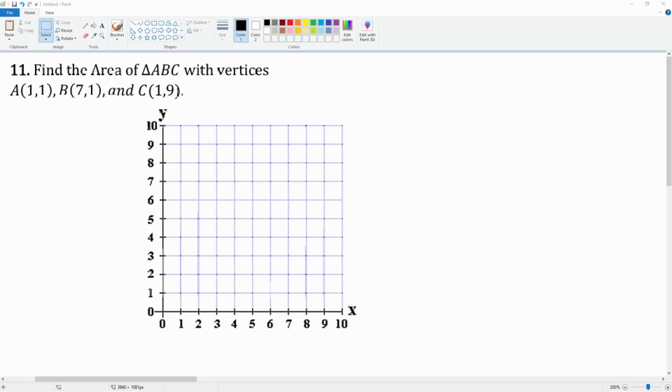Here we have question 11. You're going to find the area now. Okay, so if you label the parts again, this is A, this is B, and this is C at (1, 9), and then connect it. Here you go.